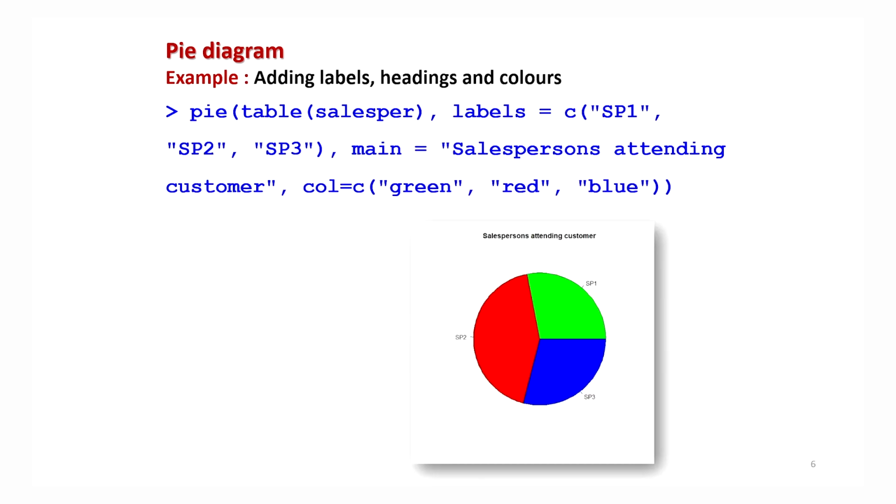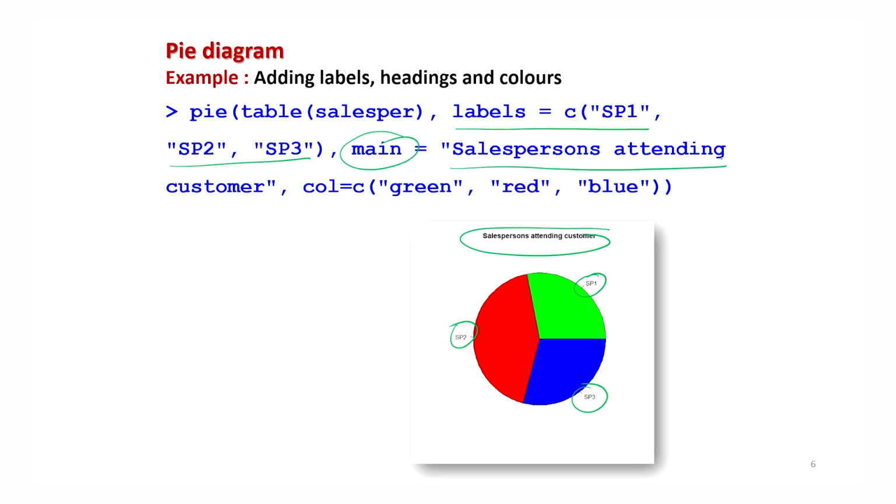And if you want to make it more informative, you can add different types of information to this pie diagram. For example, if you try to say here labels is equal to say this C SP1, SP2, SP3, means salesperson 1, salesperson 2, salesperson 3, you can see here it is here like this, right? And if you want to give here a title that salespersons attending the customers, so you can use it under main and within double quote salesperson attending customer, and it will appear here.